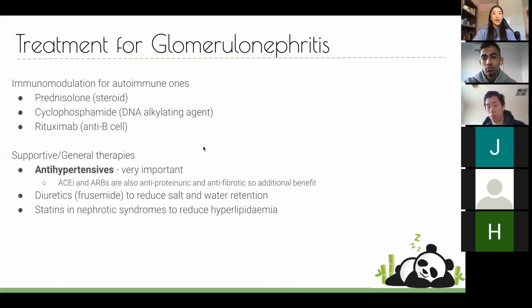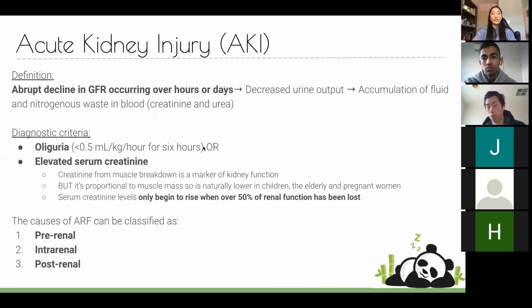So AKI is really a syndrome rather than an actual diagnosis, right? AKI is caused by a whole host of things, but it's defined as an abrupt decline in GFR occurring over hours or days. That's what makes it acute versus chronic. If GFR declines, then you get decreased urine output, and then you get accumulation of fluid and nitrogenous wastes in the blood. So that's your creatinine and your urea.